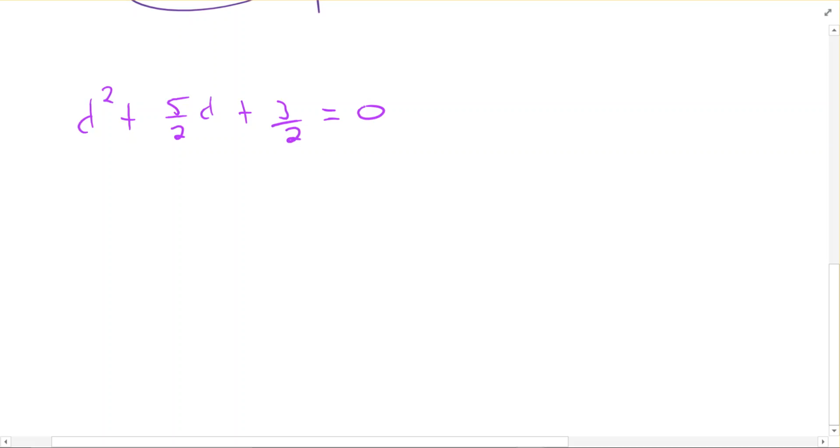Okay, now let's do 8e. So d squared plus 5 over 2 d plus 3 over 2 is equal to 0. So now what are you going to do with this? You're like, oh man, I don't want to deal with fractions. It's not too bad. All you need to do is multiply everything, so everything on this side and everything on this side by 2.